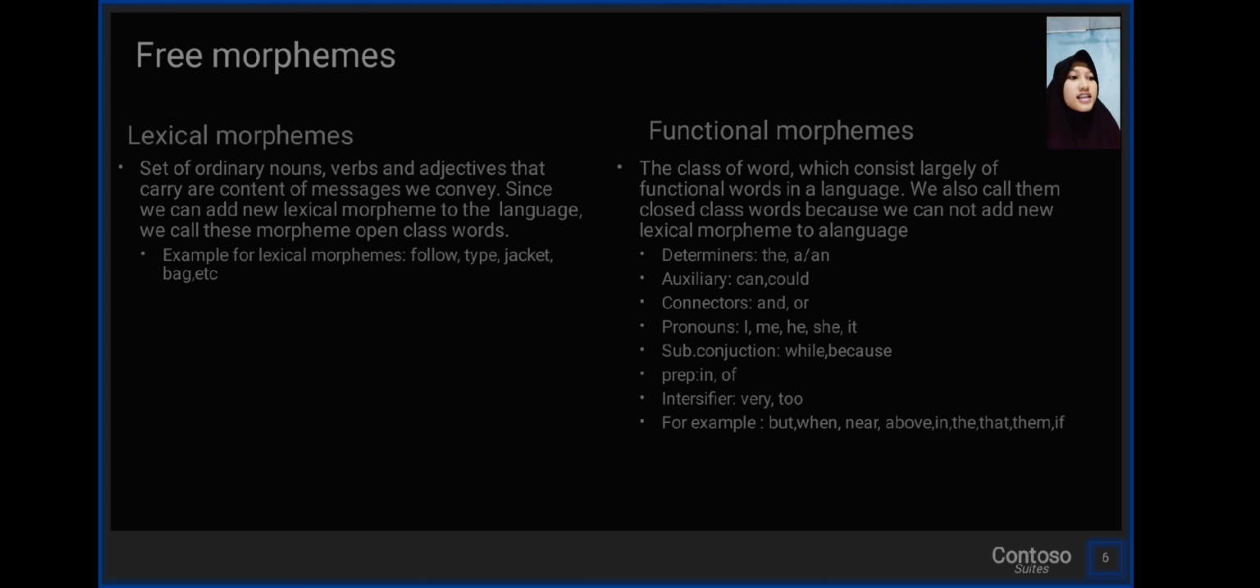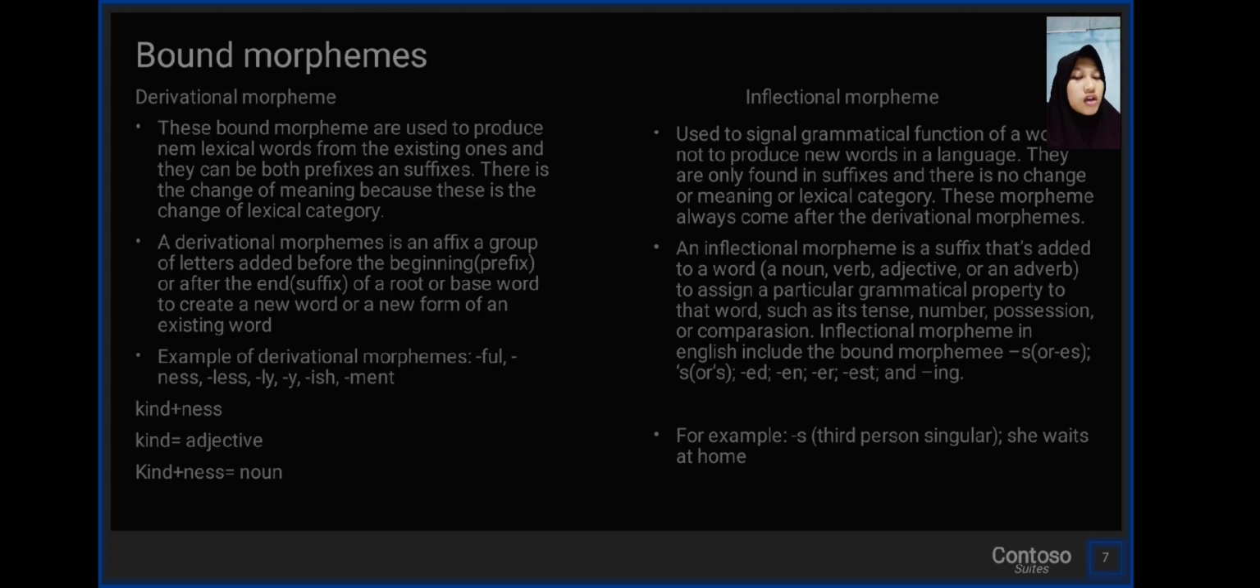subordinating conjunctions like while, because, prepositions like in or of, intensifiers like very, to. For example: but, when, near, above, in, the, that, them, if. Okay, those are examples of functional morphemes.